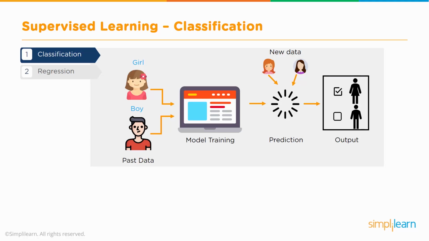In this example, we have past data where we might have images of girls and boys. And these different images go into the model training. And once we've tested that and we made sure it works correctly and is what we want, then we can take the new data, which would be a new image, in this case of a girl, and the prediction comes out and labels it as a girl.